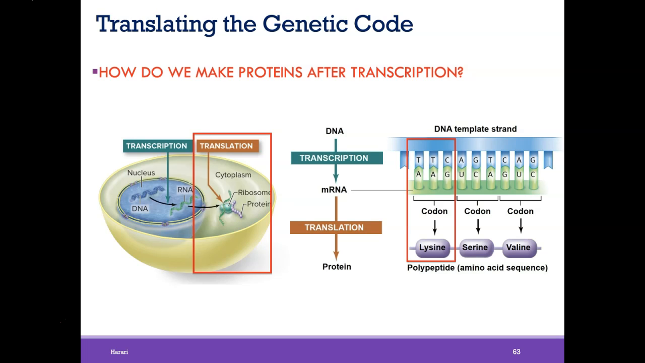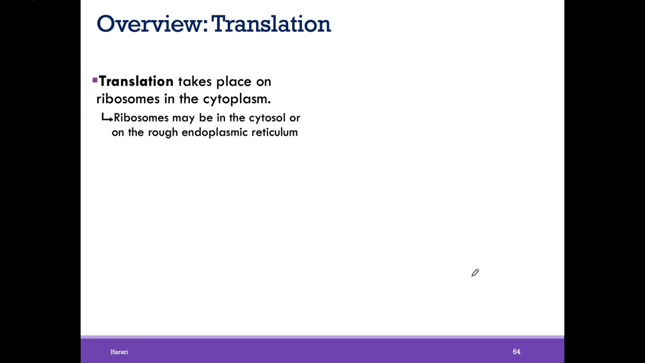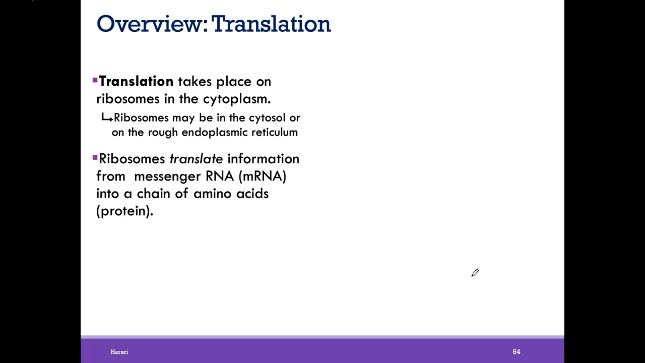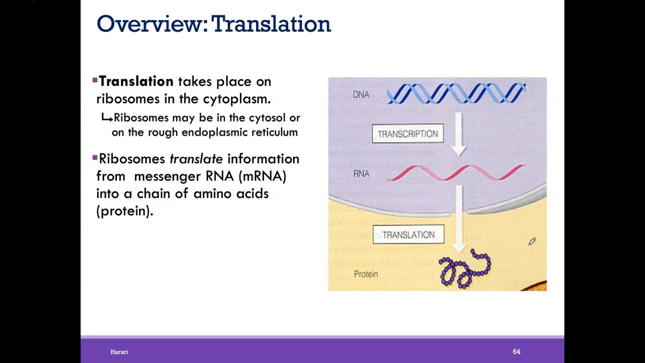So in translating the genetic code, we are making proteins. The point of translation is to translate the mRNA sequence of nucleotides into amino acids. We're basically taking the language of mRNA nucleotides and translating that language into amino acids. Translation takes place on ribosomes in the cytoplasm. The ribosomes may be in the cytosol, right, floating around, or on the rough endoplasmic reticulum. That determines the final destination of the protein.